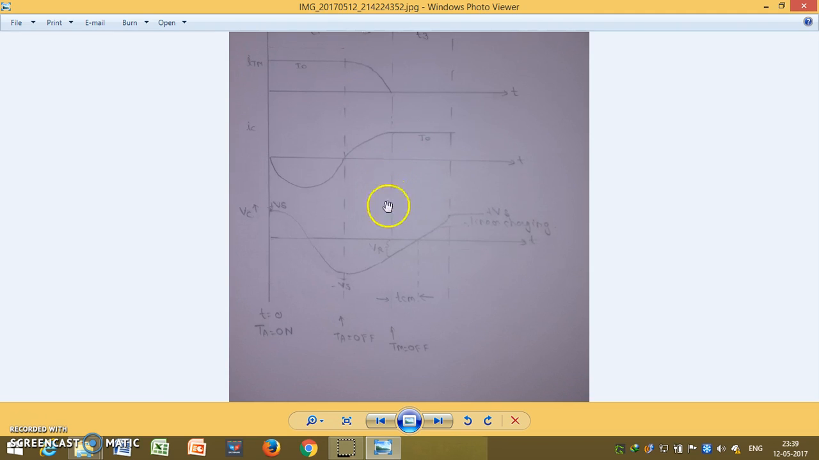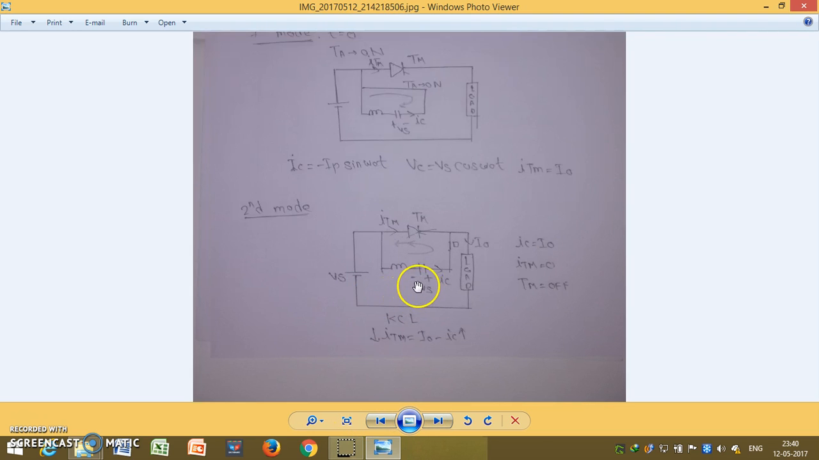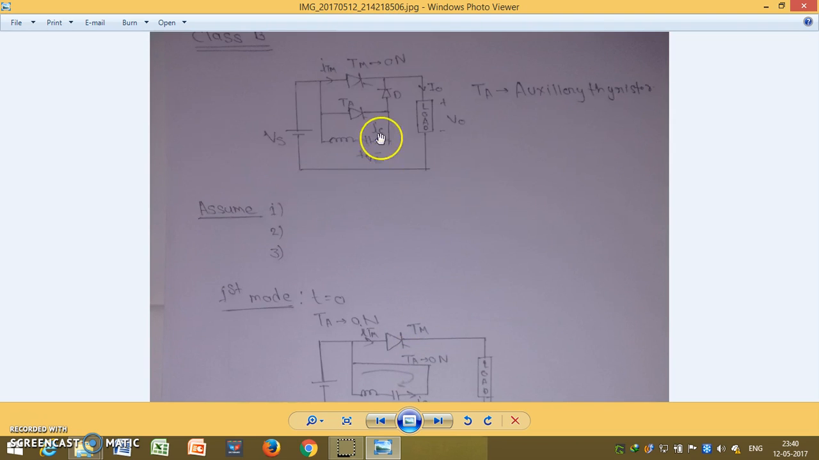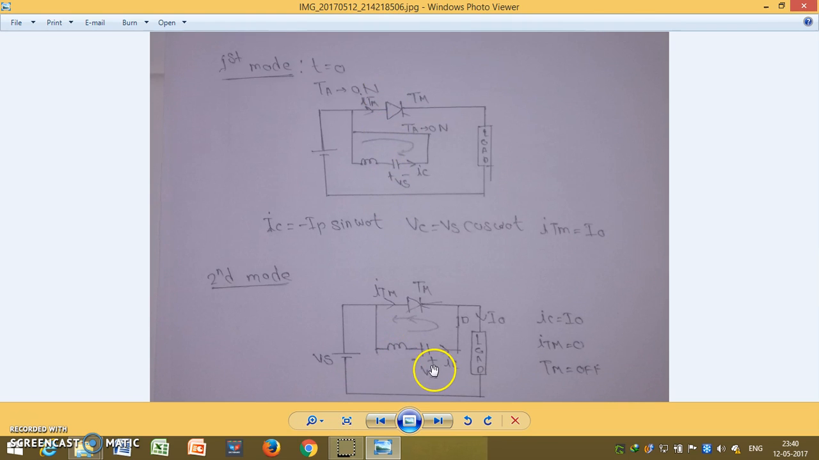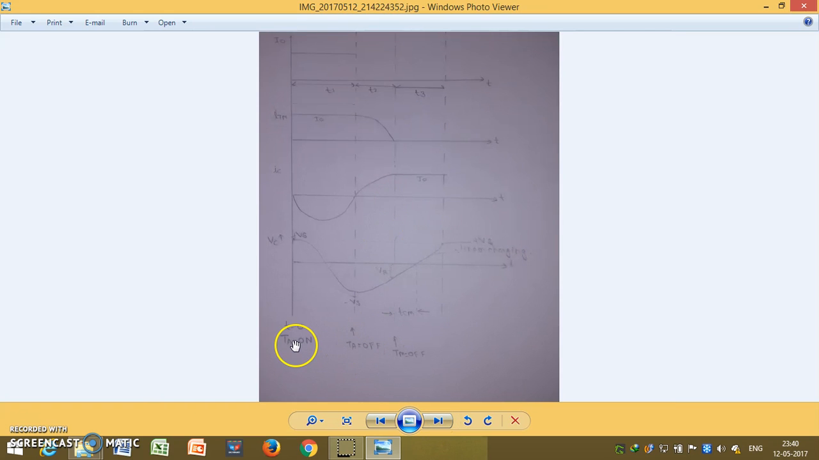Okay, now in this case, when this is plus, this is minus, this is plus, this is minus, T is off. T is off in second mode because here is plus and here is minus. So it reverse biases the auxiliary thyristor. Same only here, TA is on and T0 will be off here. Now our main point will start from here only.